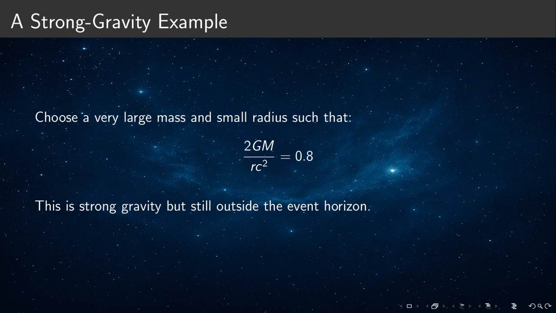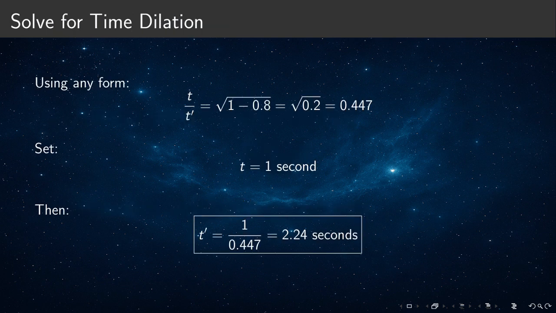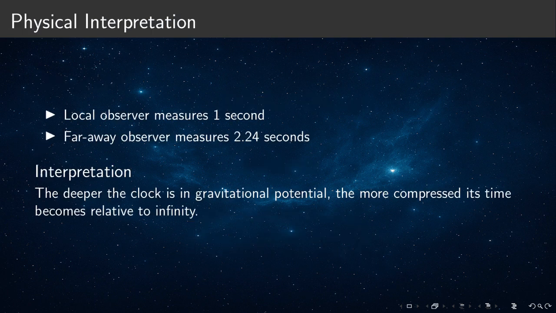A strong gravity example. Now consider a strong gravitational field where the dimensionless potential is 0.8. This represents intense gravity, but still lies outside the event horizon. Solve for time dilation. Substituting this value into any of the equations, we find that 1 local second corresponds to 2.24 seconds far away. Time near the mass is compressed relative to infinity.